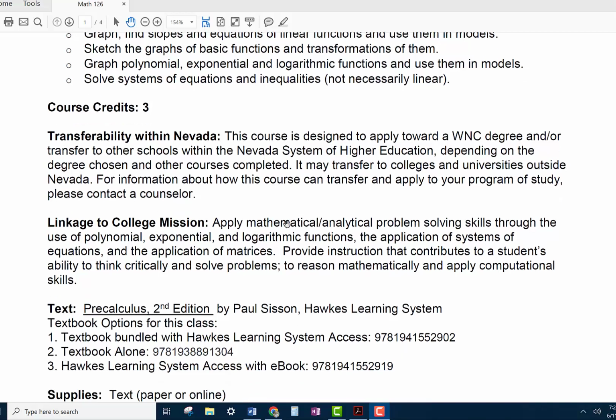Linkage to college mission. Apply mathematical and analytical problem-solving skills through the use of polynomial, exponential, and logarithmic functions, the application of systems of equations, and the application of matrices. Provide instruction that contributes to a student's ability to think critically and solve problems, to reason mathematically, and apply computational skills.